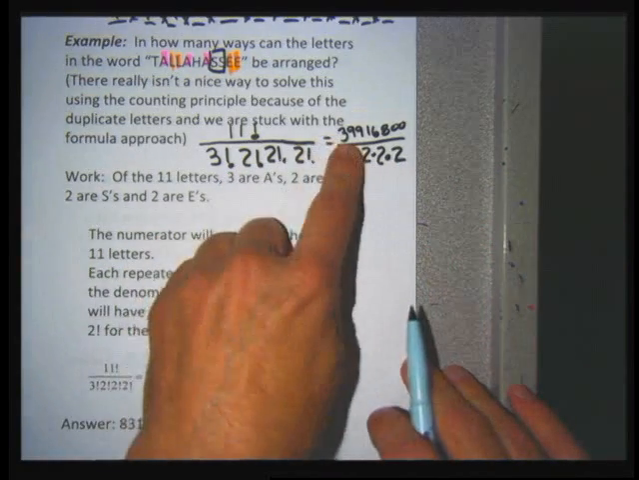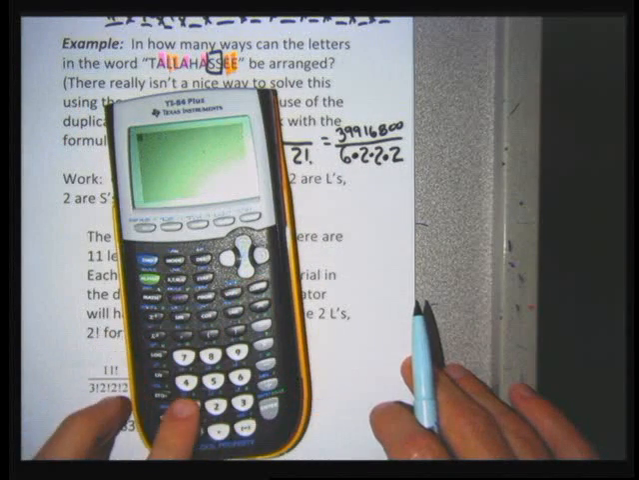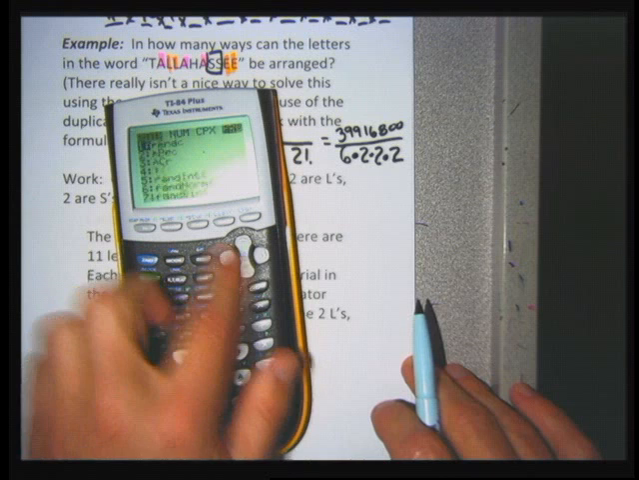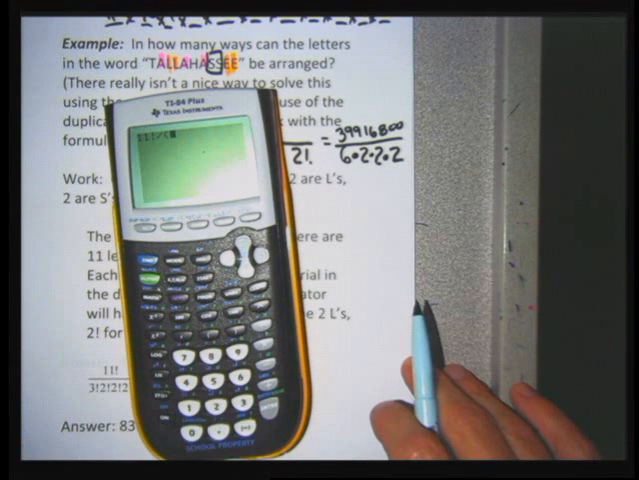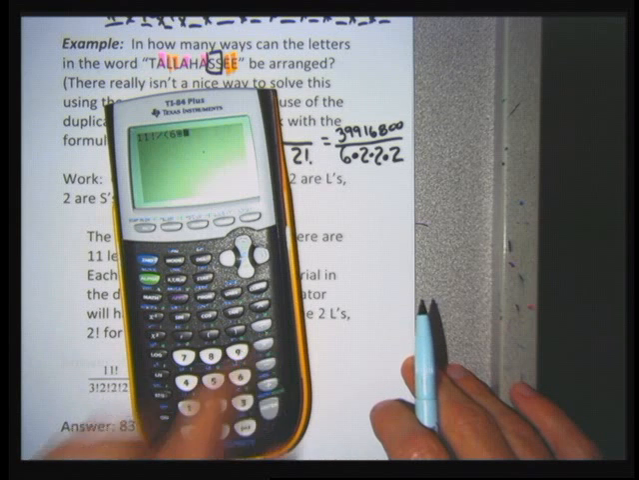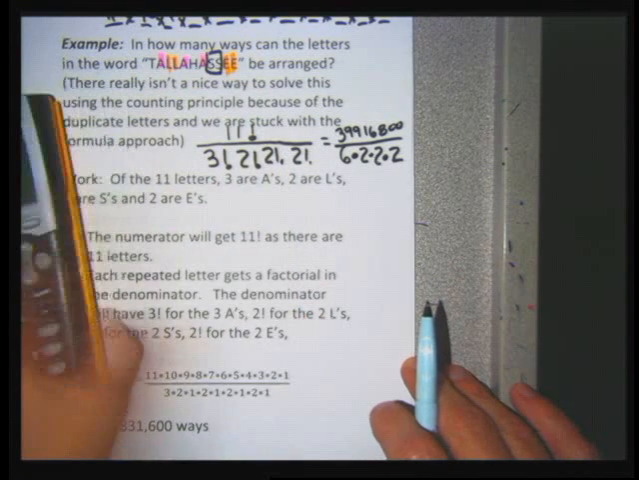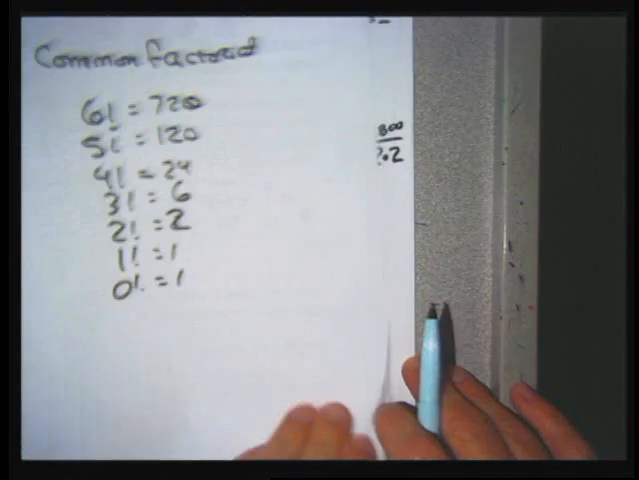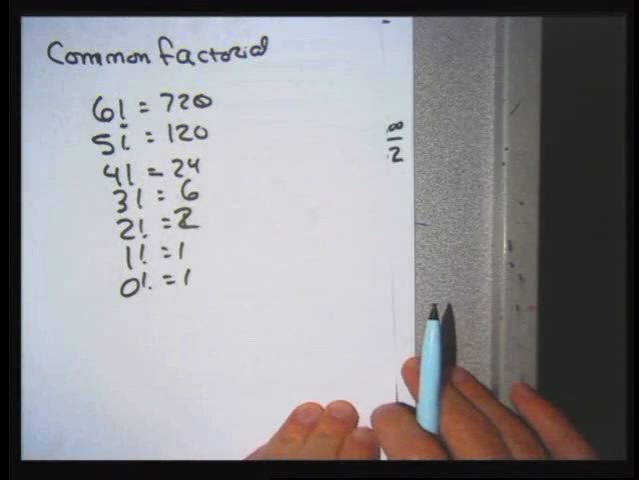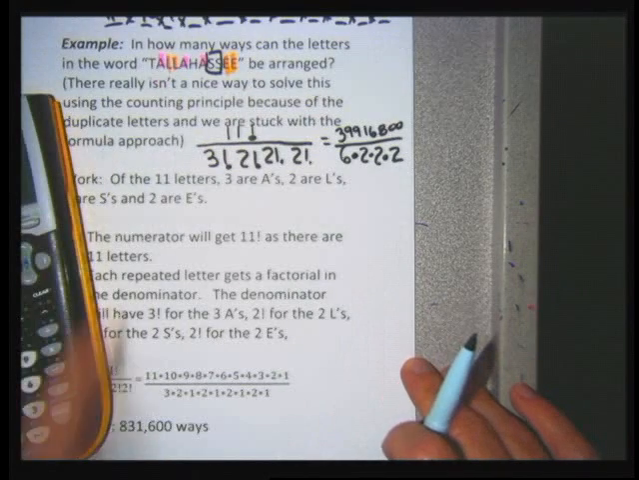That's what I'm going to enter on my calculator. I'm going to actually do the 11 factorial. So on my calculator, I'm going to go 11, factorial, divided by, put the denominator in parentheses, and I'm going to go 6 times 2 times 2 times 2, rather than entering the factorials in the denominator. I could have done 3 factorial times 2 factorial times 2 factorial times 2 factorial, but those are common factorials that I know, so I'm going to change the factorial to what it's equal to before I use my calculator to make my calculator work easier.